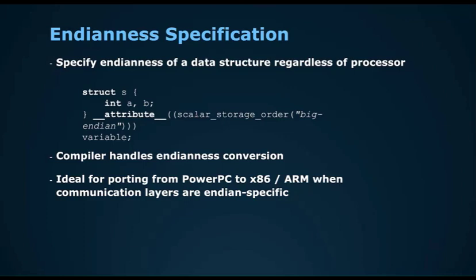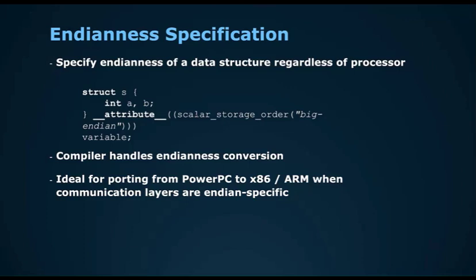There's an easier way to go about that, and that's to use the scalar storage order attribute in C or C++ or the scalar storage order pragma in Ada. You can specify here exactly the endianness that you want this struct to be in, and the compiler will lay that out for you and will do all the runtime bit and byte flips.